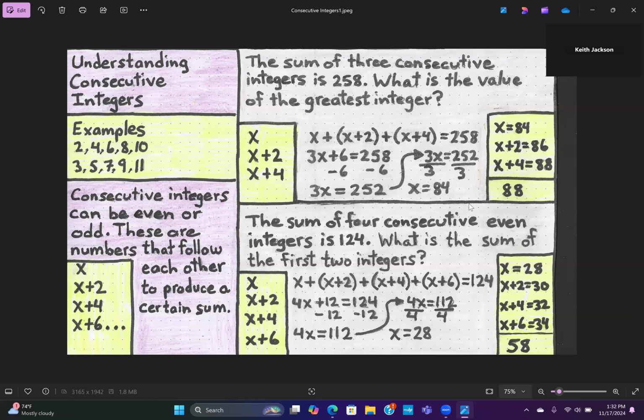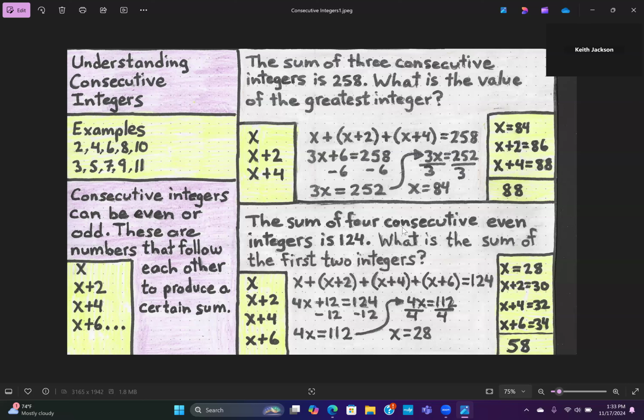And guess what? We're going to use that 84 to figure out the other values as it relates to these consecutive integers. If x is equal to 84, then 84 plus 2 is equal to 86. And if x plus 2 is equal to 86, then x plus 4 must be equal to 88. So the value of the greatest integer in this case is 88. And believe it or not, when you add 84, 86, and 88, you will get 258.